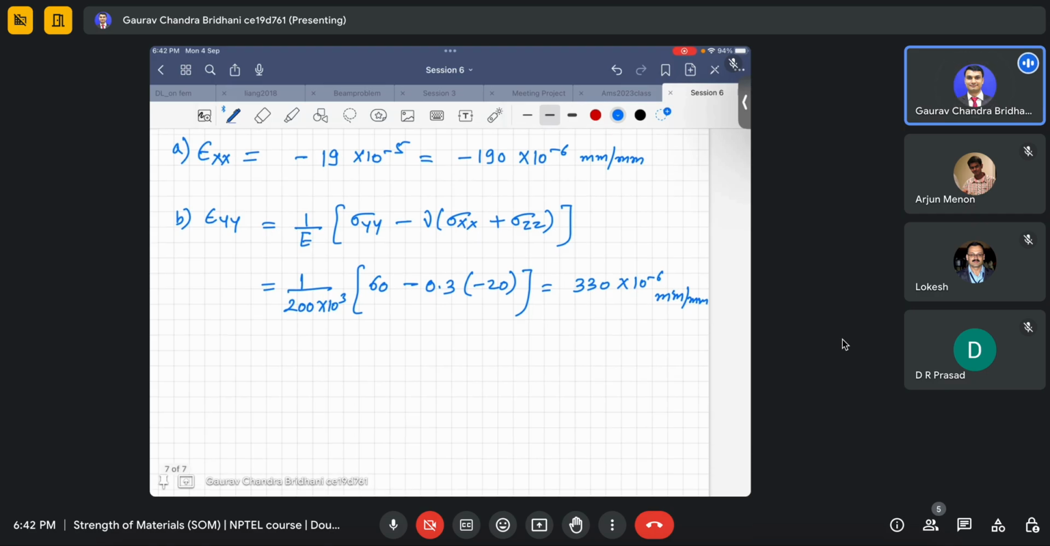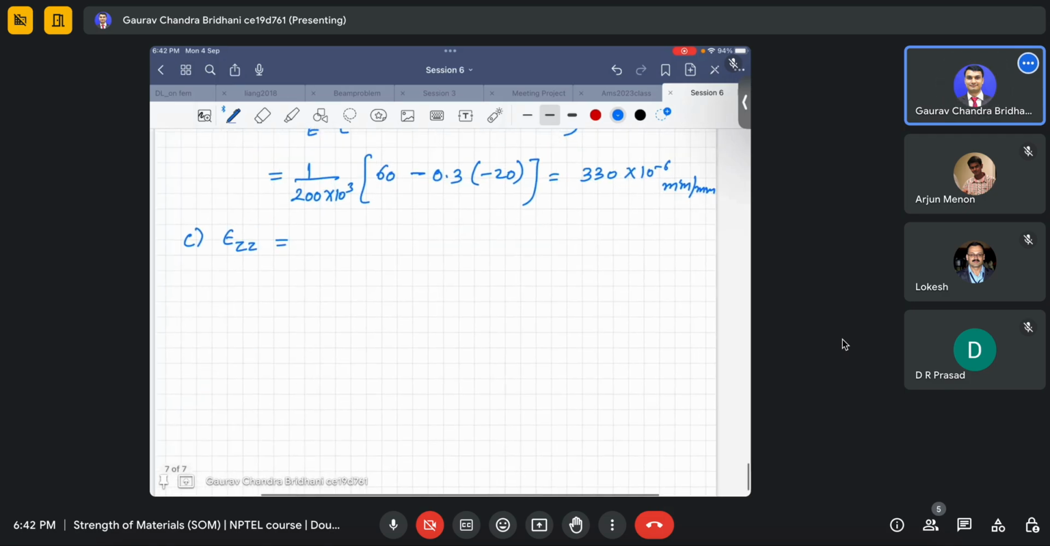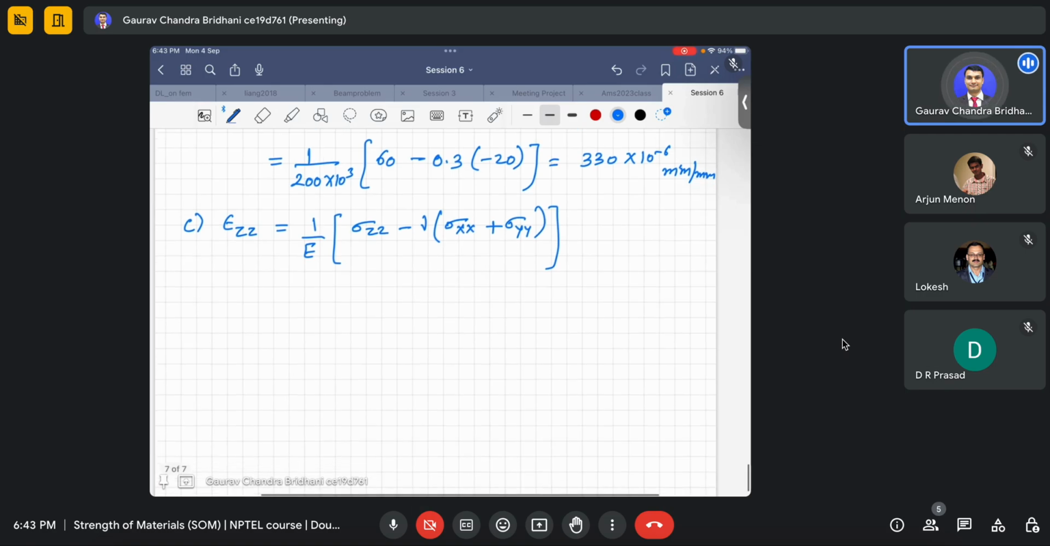Correct. And now the C part will be epsilon zz. First we will solve all epsilons. So 1 upon E, and this will be sigma zz minus nu times sigma xx plus sigma yy. Now we know that sigma zz is 0.